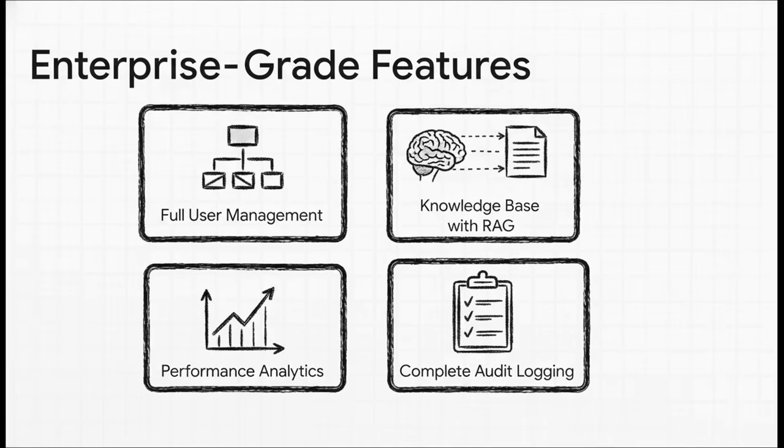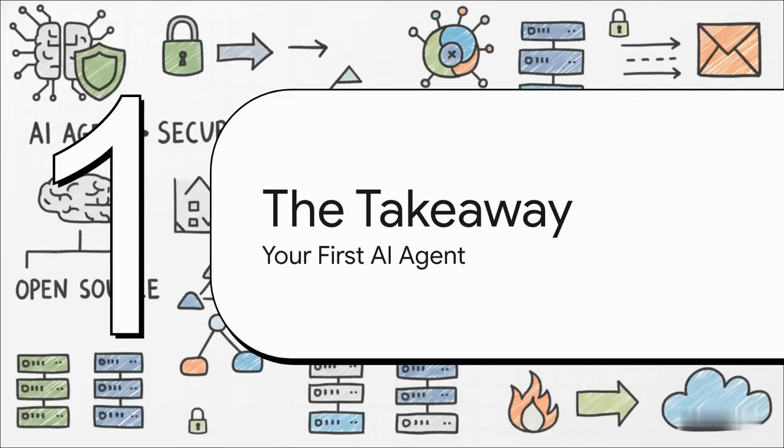And this is crucial. It has a knowledge base that's powered by RAG, that's Retrieval Augmented Generation. What that means in plain English is that your agent can intelligently search through your own private documents to give you answers that are actually accurate and context-aware. That's a huge deal. So, let's wrap this up.